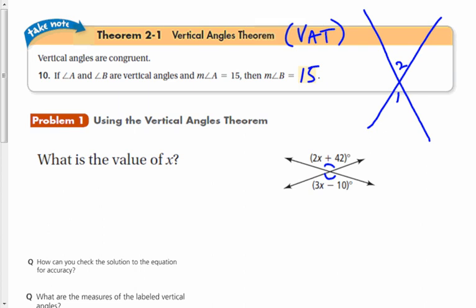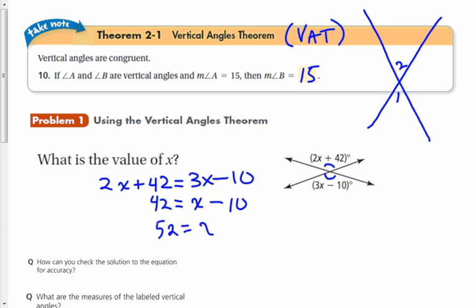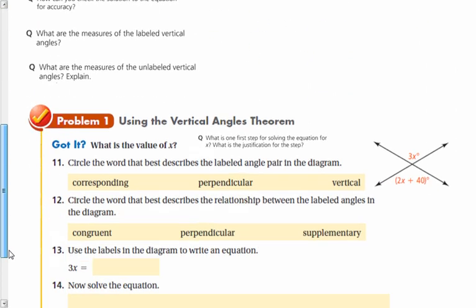So by the vertical angle theorem, we can write 2x plus 42 is equal to 3x minus 10. Then we're just going to subtract 2x from both sides, and we get x minus 10 equals 42. Then we'll add 10 to both sides, and we get x is equal to 52. And that's using the vertical angle theorem. All right, you can practice that.